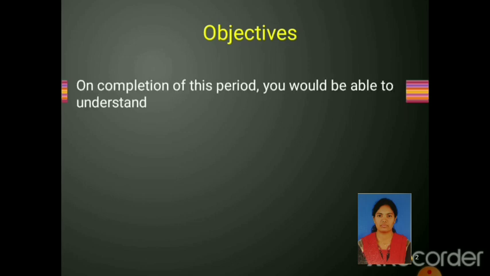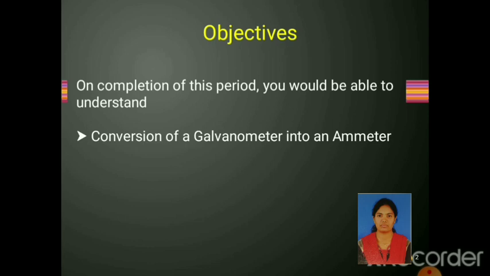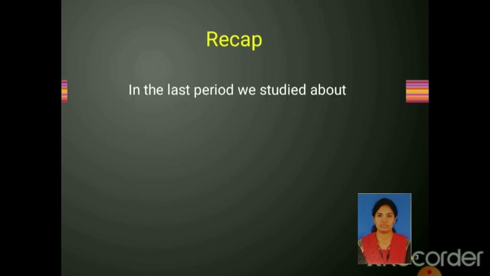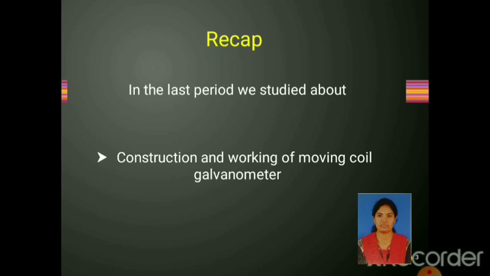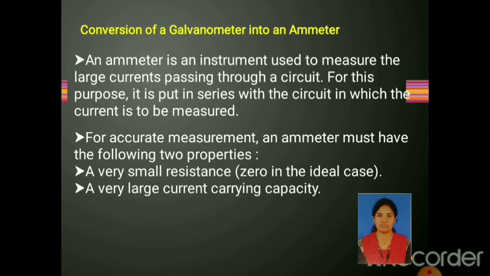The main objective of today's class is, on completion of this period, you would be able to understand the conversion of a galvanometer into an ammeter. Before moving on to today's class, let us recall what we studied in last period. We studied about the construction and working of moving coil galvanometer. So let us see how we can convert a galvanometer into an ammeter.